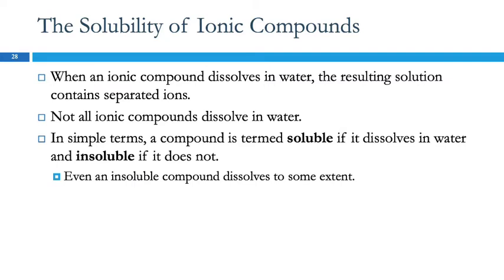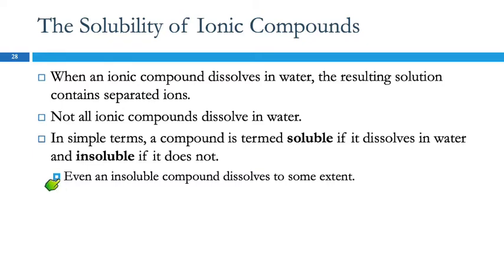So the ionic compound, as it dissolves in water, we get a solution containing separated ions. But not all ionic compounds dissolve in water. So we use the words soluble and insoluble to describe those. It's soluble if it dissolves. It's insoluble if it does not.